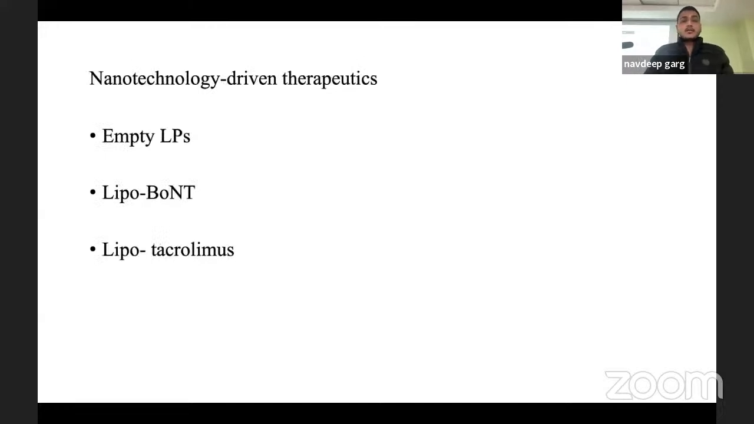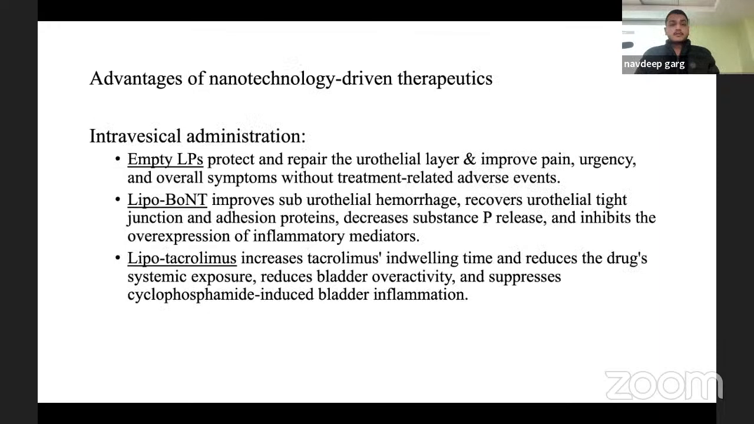So here, the nanotechnology-driven therapeutics that can be used are empty liposomes, botulinum toxin, and lipotacrolimus. The advantages of using nanotechnology therapeutics here are that intravesical administration of the empty liposomes can protect and repair the urothelial layer and improve pain, urgency, and overall symptoms without treatment-related adverse events.